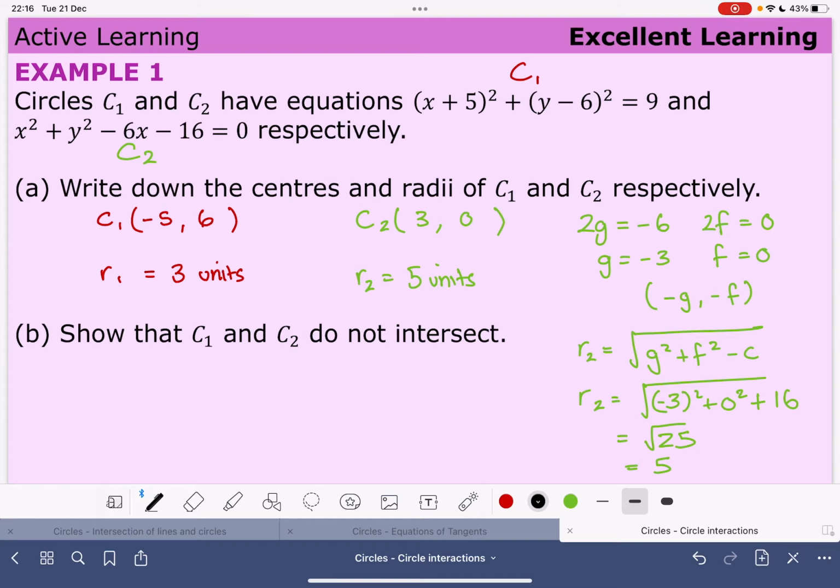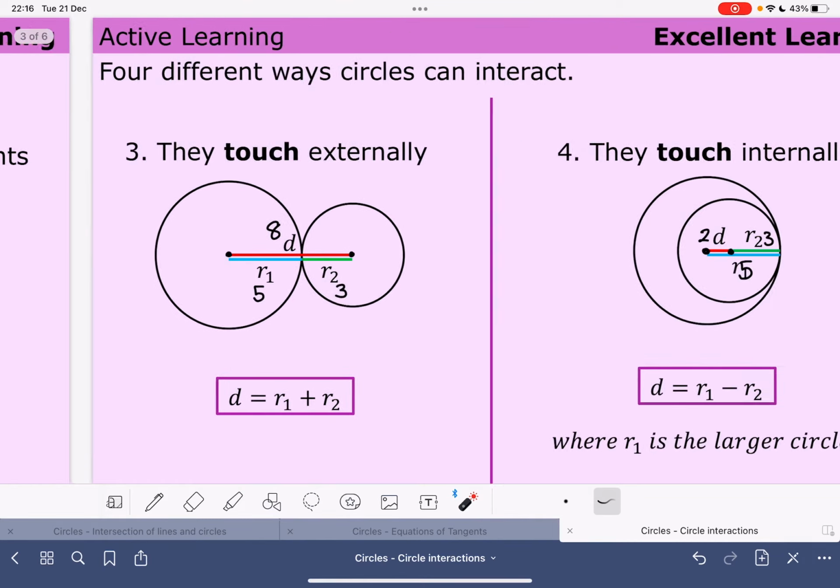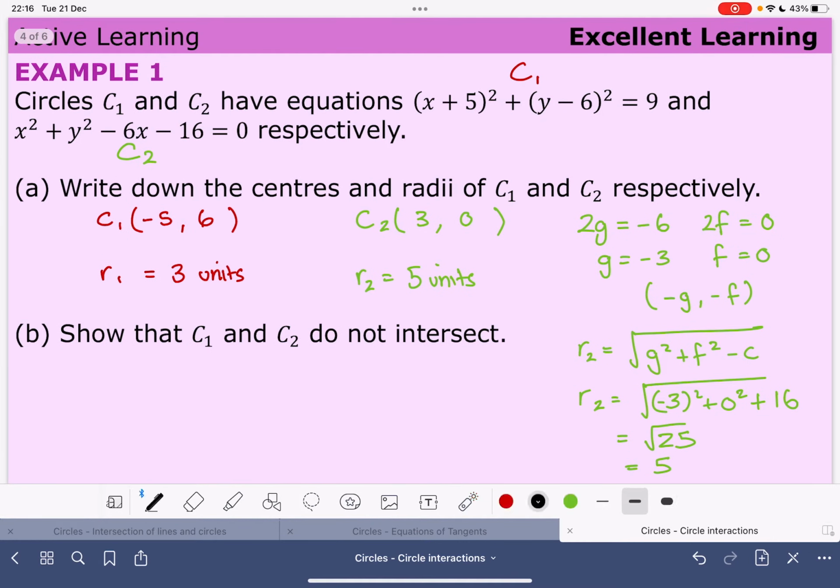Job done. Okay, show that C1 and C2 do not intersect. Let's take a quick look back. They don't intersect, so we're expecting to get something like this, where the distance between their centres is greater than the sum of the radii R1 and R2. So we need to know two things. We need to know what R1 and R2 are, and we can write that down fairly quickly: R1 plus R2 is equal to 8 units. So we've got that written down.